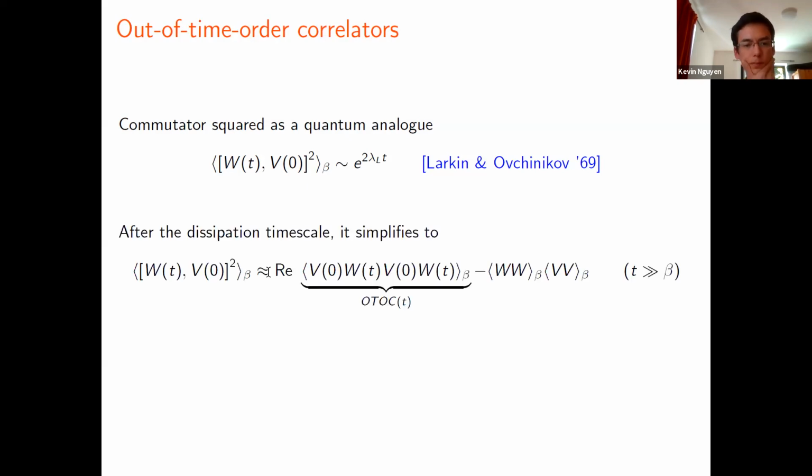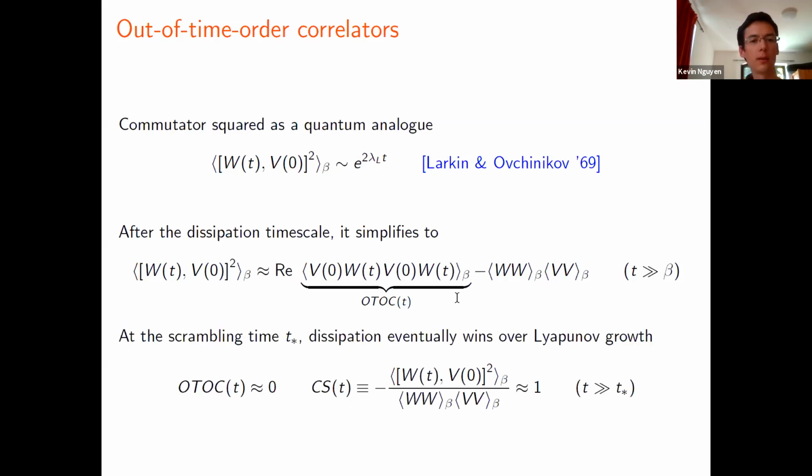Now, as I already said, if you wait long enough, in particular, if you wait for times that are larger than the inverse temperature, then this commutator squared factorizes into the product of two-point functions, which are well known, and this out-of-time ordered correlator. And if the commutator squared grows exponentially, it can only come from the OTOC contribution. So we can restrict our analysis to the computation of this as a first step.